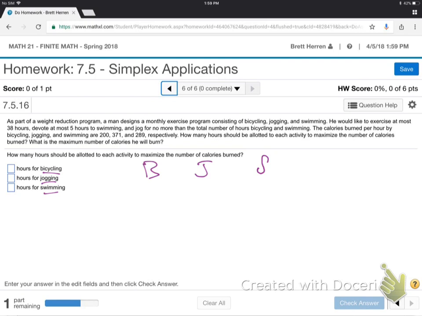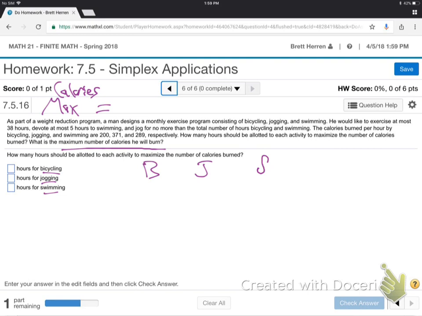Now, the weird one on this one is there's only one other quality kind of thing they mentioned. That's calories, and that's actually what you're supposed to maximize. So you maximize number of calories burned. So that's actually our maximize thing. Let me just write that one right now. So calories. We're supposed to maximize calories.